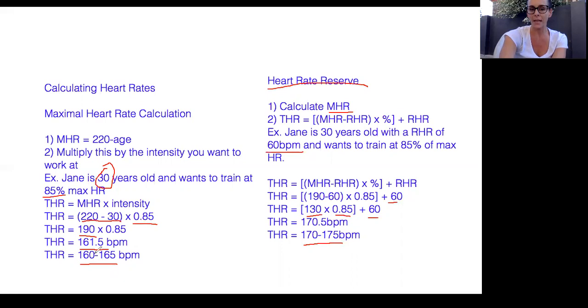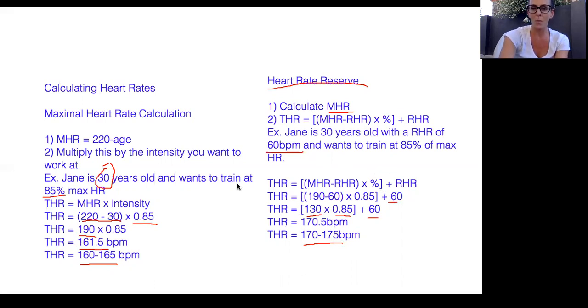So as you can see here, there's a difference of 10 beats per minute between the two calculations for the same person. So it does make a difference when you've got someone who is quite fit. So if you are fit and healthy and you've been exercising for a long time, I would suggest that you use this equation.